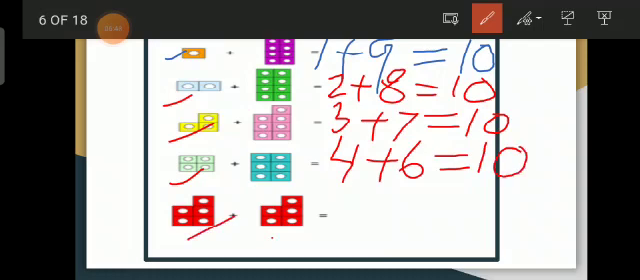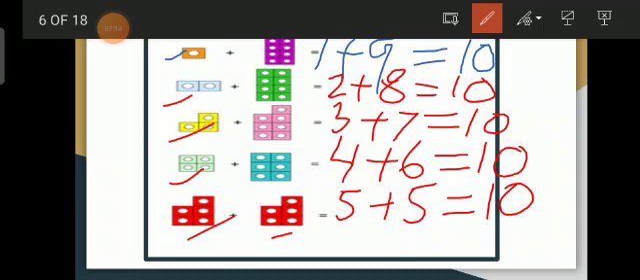Okay, next, count. How many circles? 5 here and the 5 again. So 5 plus 5 gives us the answer 10. Okay, it's very easy. Keep counting the white circles and write it down over here. And then you will add all these white circles together. That gives us the answer altogether 10.